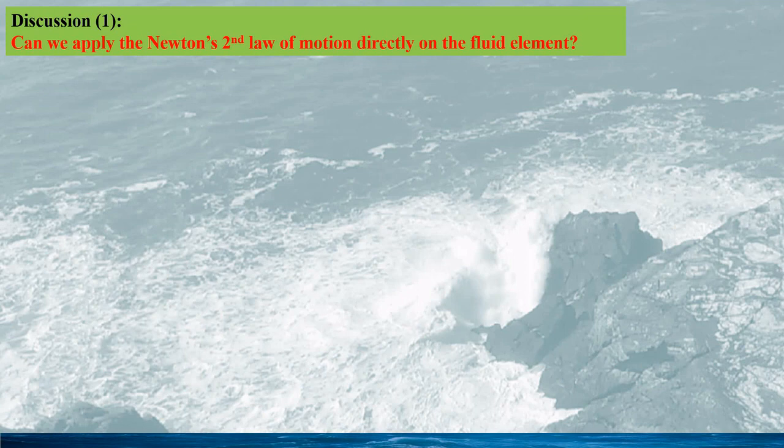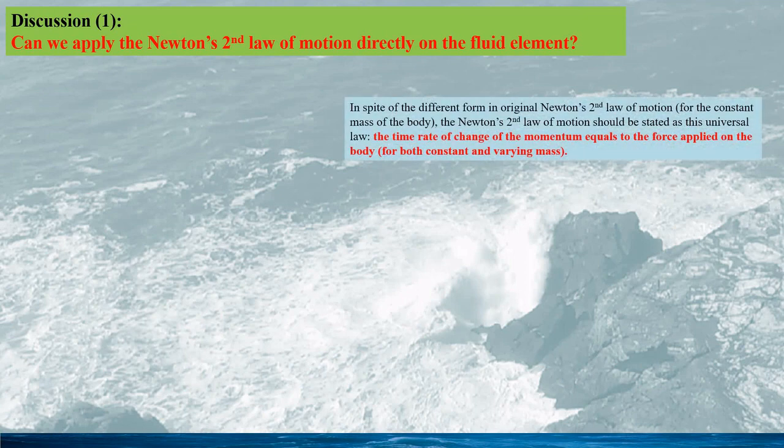Now in this slide, a discussion will be made of what is wrong when using Newton's second law of motion directly on the fluid element. We know that, in spite of the different forms, the original Newton's second law of motion is for a body of constant mass. The universal Newton's second law of motion should be that the time rate of change of the momentum equals the force applied on the body.